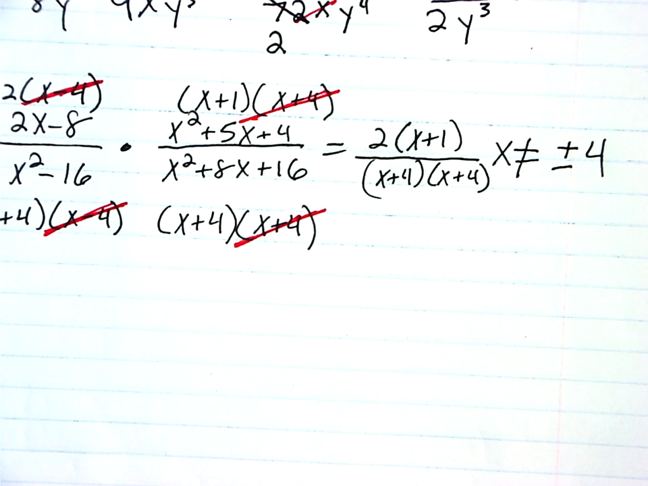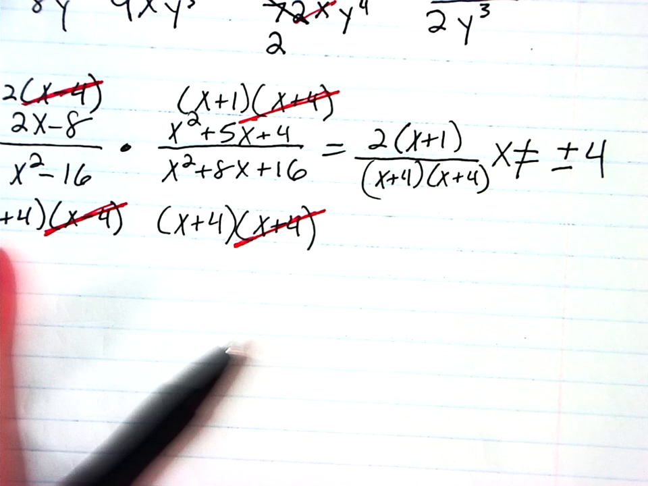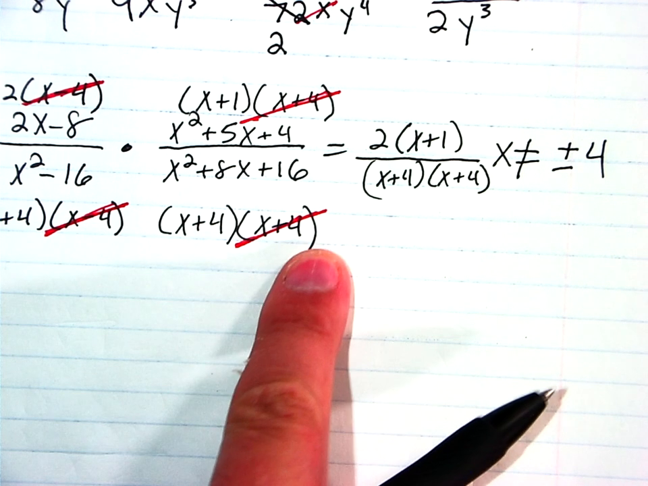X plus 4 squared, I guess, okay. Mm-hmm. Yes. There's not an x plus 1 on the bottom, so I can do negative 1.